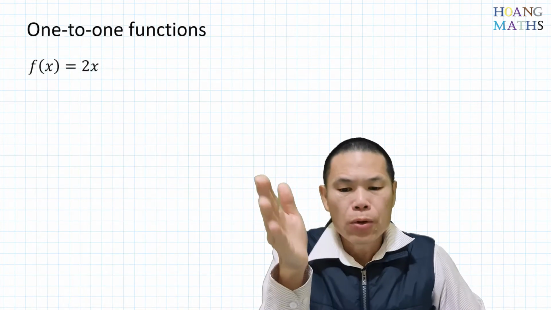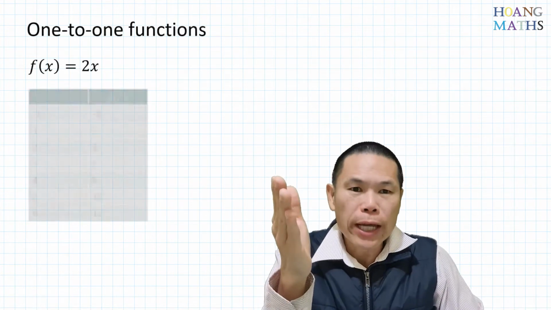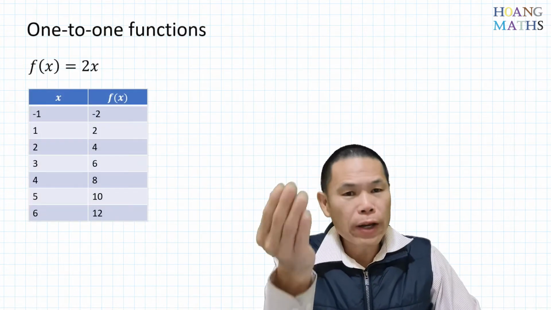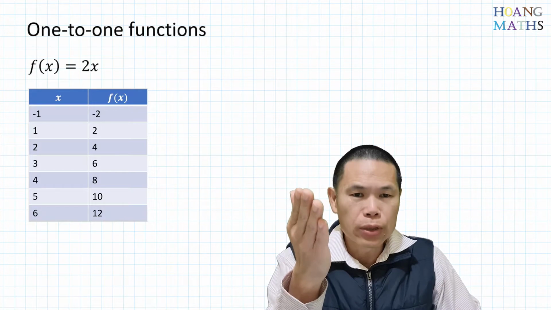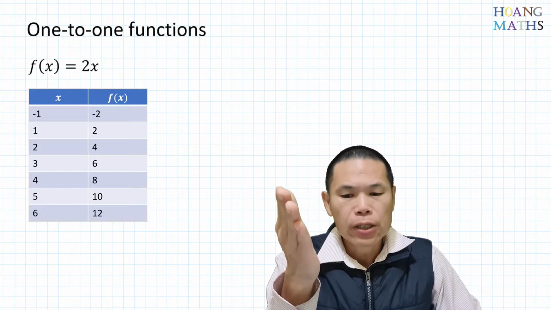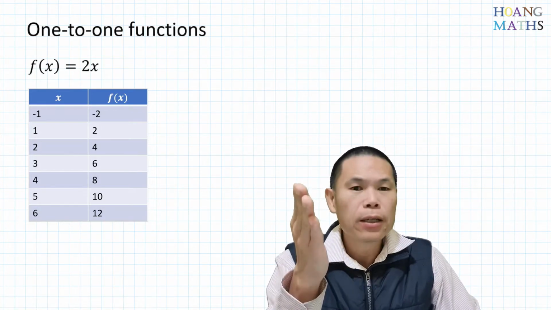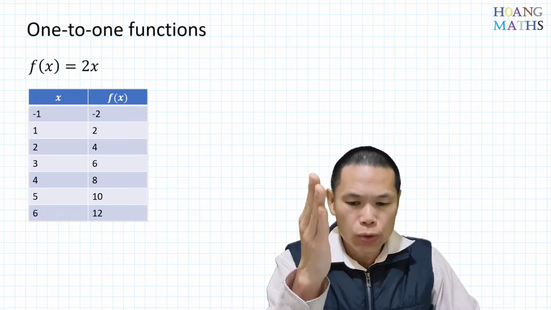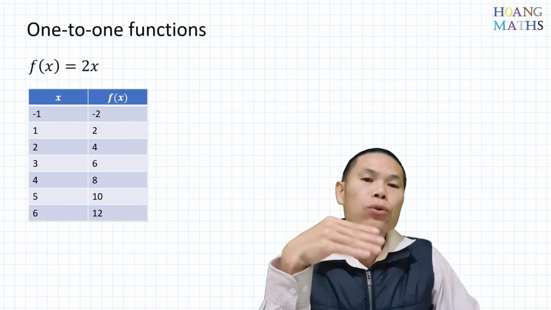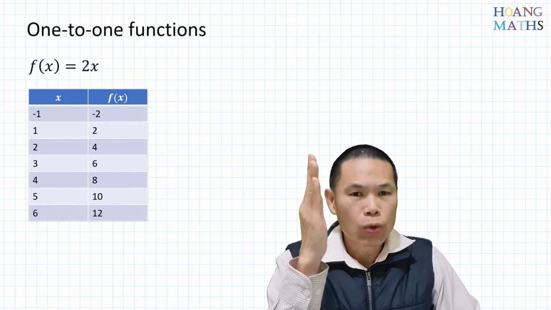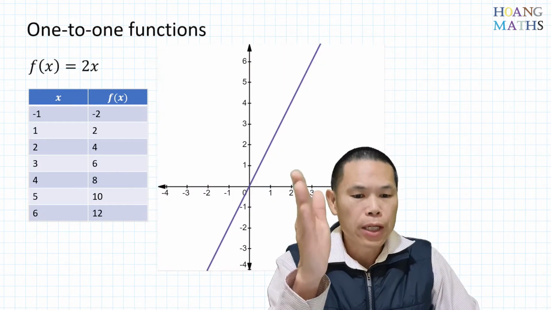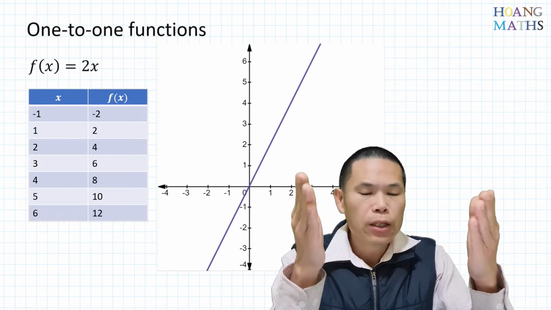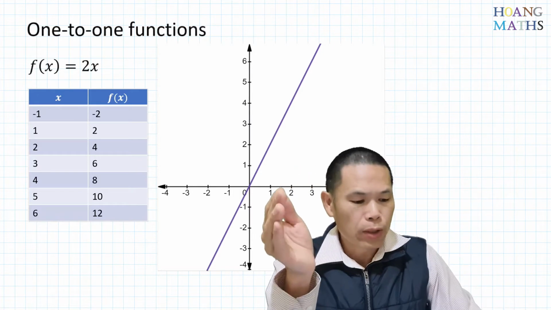So for example, f of x equal to 2x, and we have one input and one output. Just remember that for me, okay? So when x equal to 1, f of 1 is equal to 2. f of 2 is equal to 4 only. So one input, one output. And this is a straight line, of course.